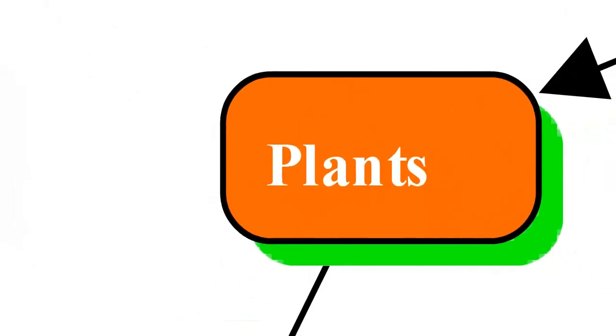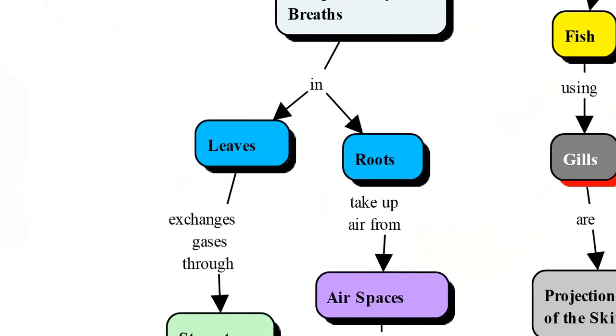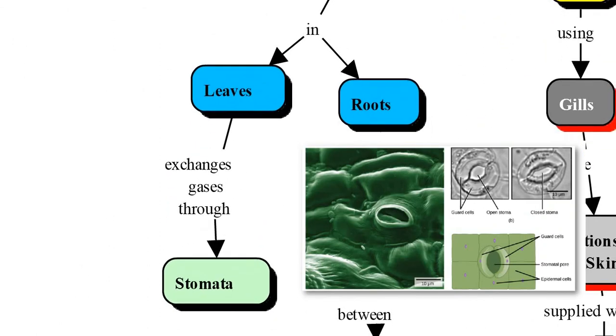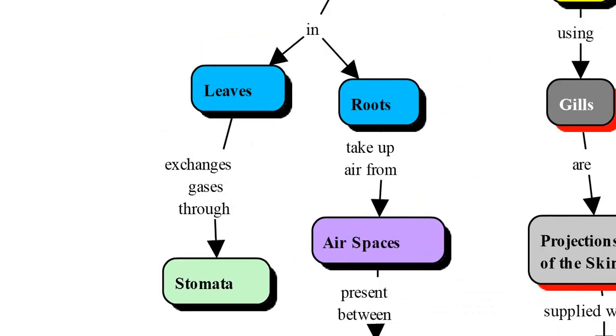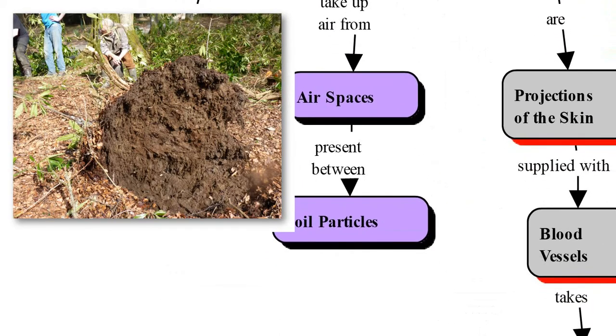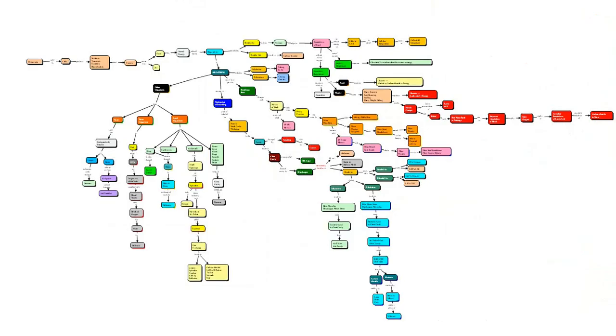Now we will come to plants. Each part breathes independently. First we'll see in leaves. Leaves exchange gases through small pores present in the leaf called stomata. Roots take up the air from air spaces present between soil particles. In this way, respiration is observed in various organisms.